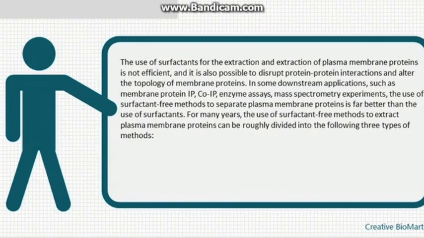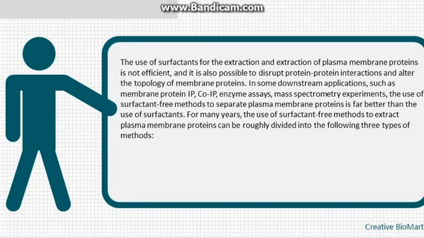The use of surfactants for the extraction of plasma membrane proteins is not efficient, and it is also possible to disrupt protein-protein interactions and alter the topology of membrane proteins. In some downstream applications, such as membrane protein IP, co-IP, enzyme assays, and mass spectrometry experiments, the use of surfactant-free methods to separate plasma membrane proteins is far better than the use of surfactants.